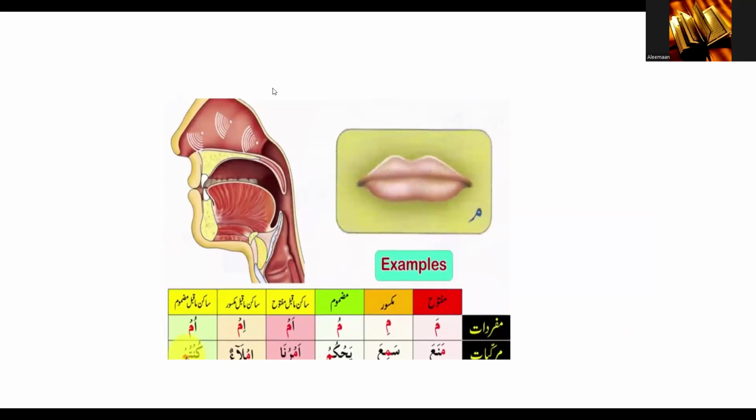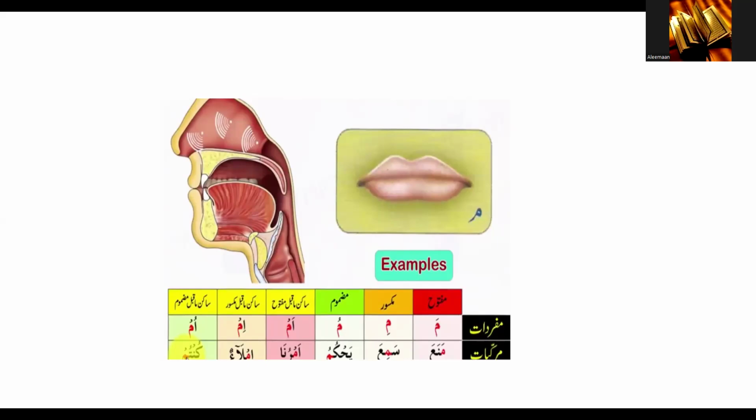Okay, only one or two students are talking. What about the rest? What is the articulation of ba? Both lips come together. Meem is heavy and ba is light.